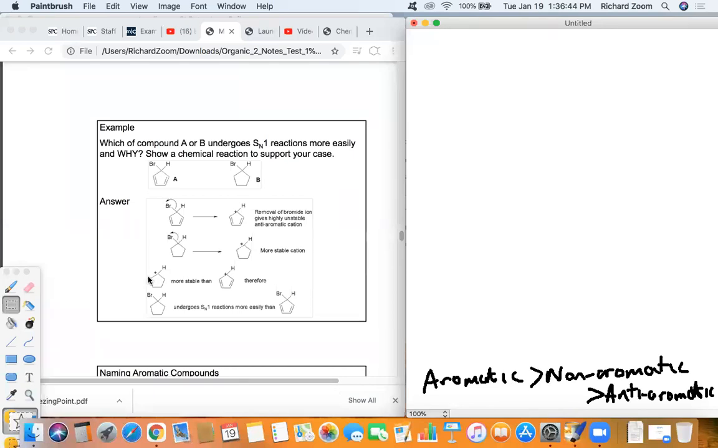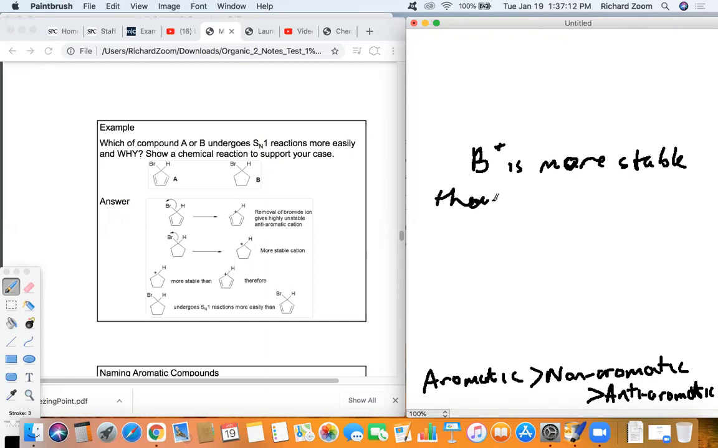So for this one, if we were to have A and A+, I would say that, sorry, in this case, B+. B+ is more stable than A+. So B undergoes SN1 more easily than A.